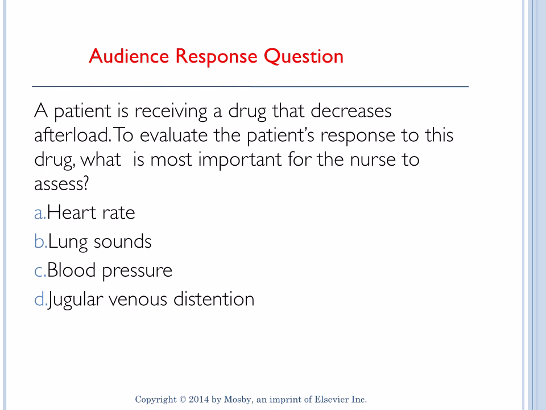So decrease of afterload has to do with blood pressure, because afterload is affected by three factors: size of the ventricle, wall tension, and arterial blood pressure. Okay, so I'm stopping it here, and then I will go to the vascular system in the next slide, and that will be in the next recording.